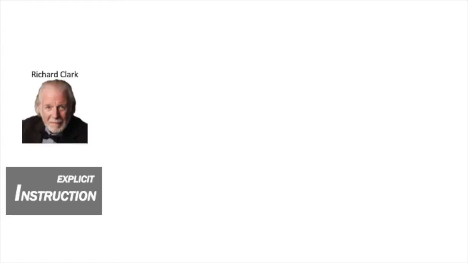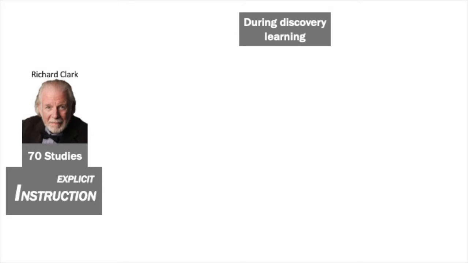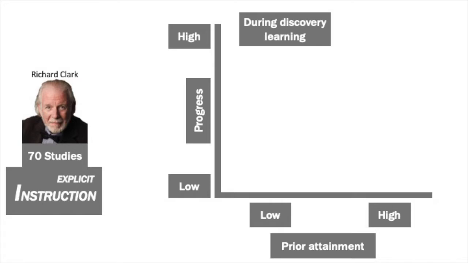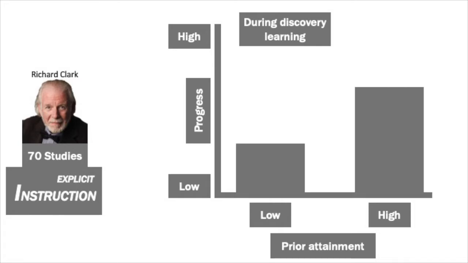One of the most worrying parts of this comes from a guy called Richard Clark. He analysed 70 different studies exploring discovery learning, looking at progress and comparing this to students' prior attainment. He found that those students with low prior attainment made much less progress when using discovery learning than those with high prior attainment.